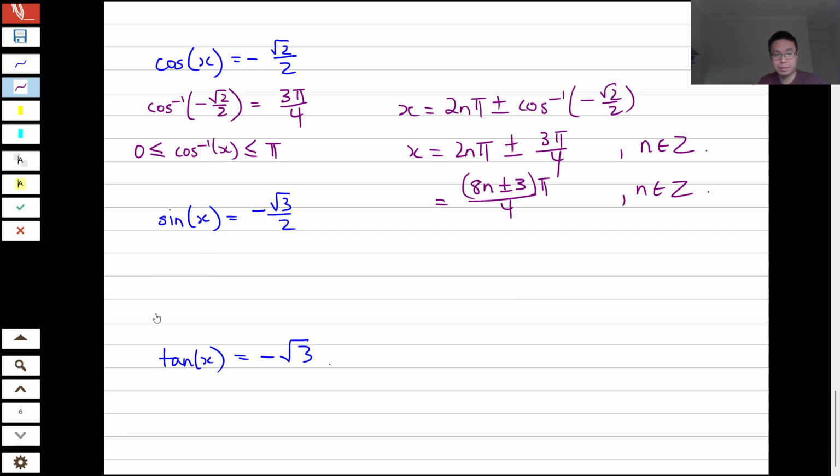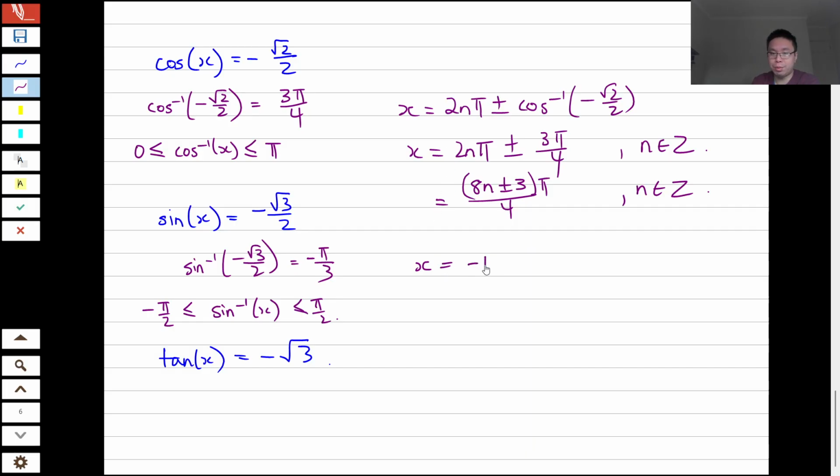Sine. So first, remember that inverse sine is between negative pi on 2 and pi on 2. So the inverse sine of negative root 3 on 2 will be an angle in the fourth quadrant, which is negative pi on 3. Since sine of pi on 3 is root 3 on 2, if I take a negative, I get a negative value.